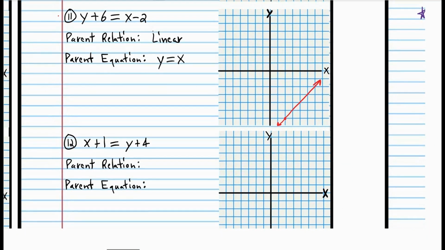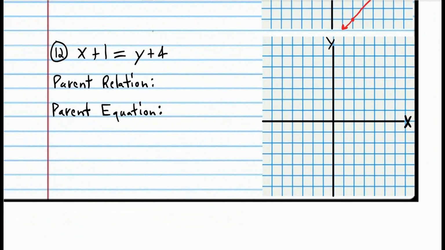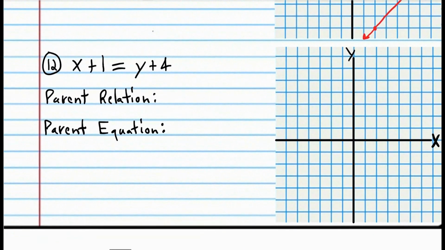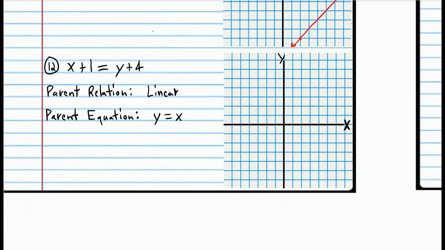All right, let's try number 12 together. The parent relation is obviously, again, the linear relationship, and the parent equation is y is equal to x. 0, 0 is the reference point we use, so we're going to use 0, 0, go 1 unit to the left and 1, 2, 3, 4 units down. Then we're going to draw our line through the diagonals of these boxes, and that's it. My graph went a little bit weird at the end there, but you get the point.